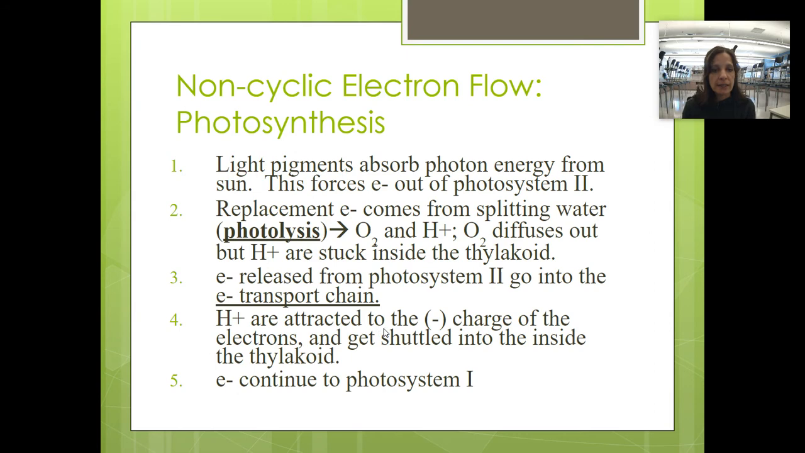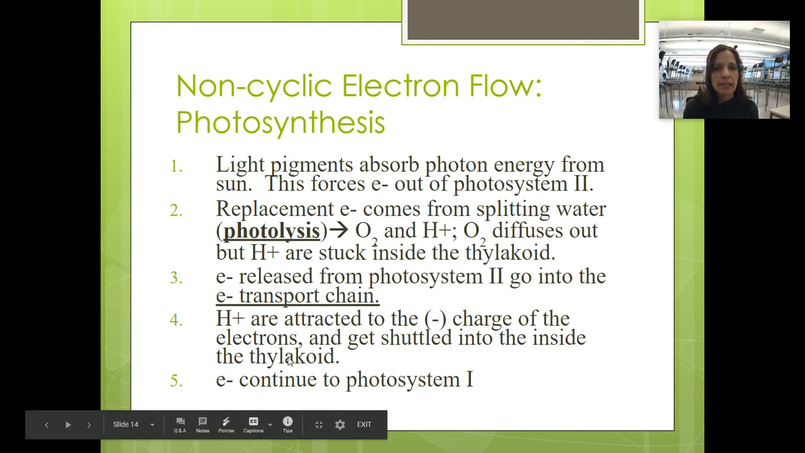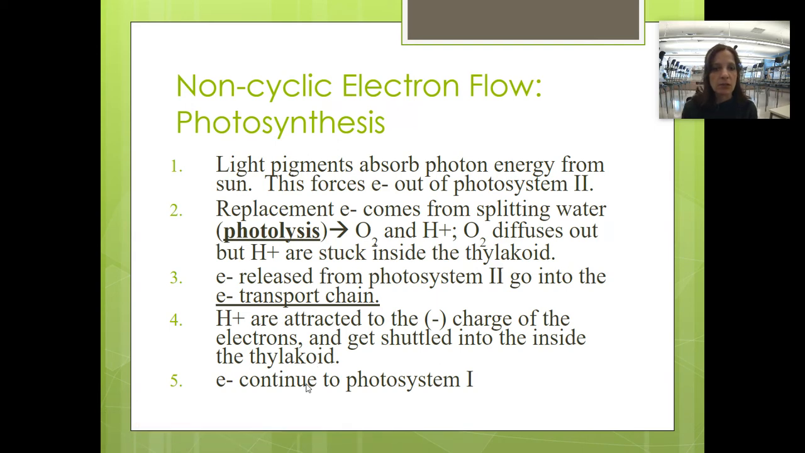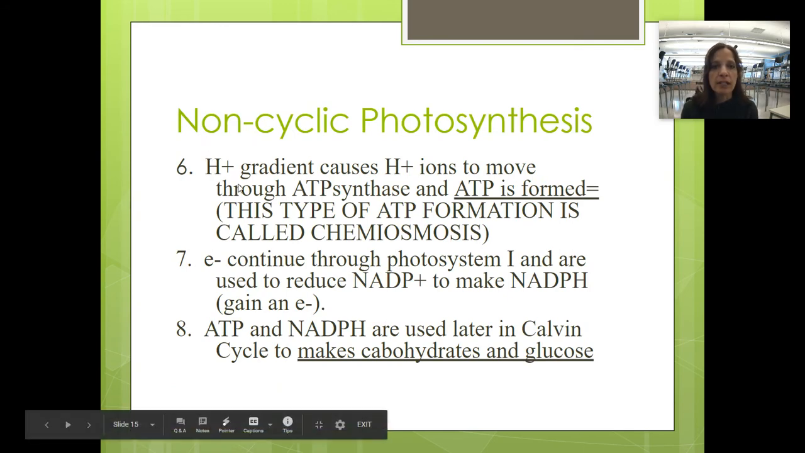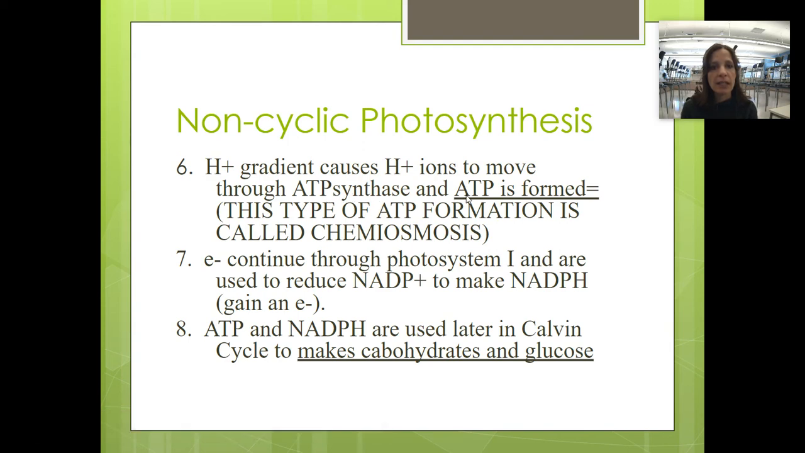Hydrogen ions are attracted to the negative charge, and so that energy from the negative charge pumps the hydrogen ions from low to high concentration into the center of the thylakoid, and then the electrons continue on to photosystem 1. So then after that, a hydrogen gradient is created, and that moves through ATP synthase to make ATP. And remember, that is called chemiosmosis, just like in cellular respiration.